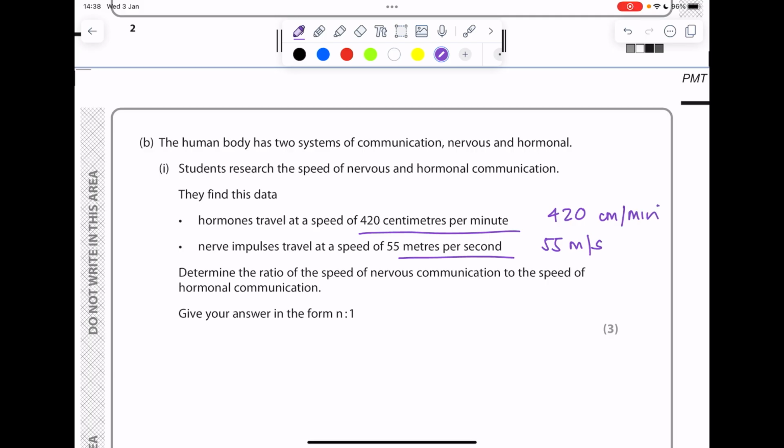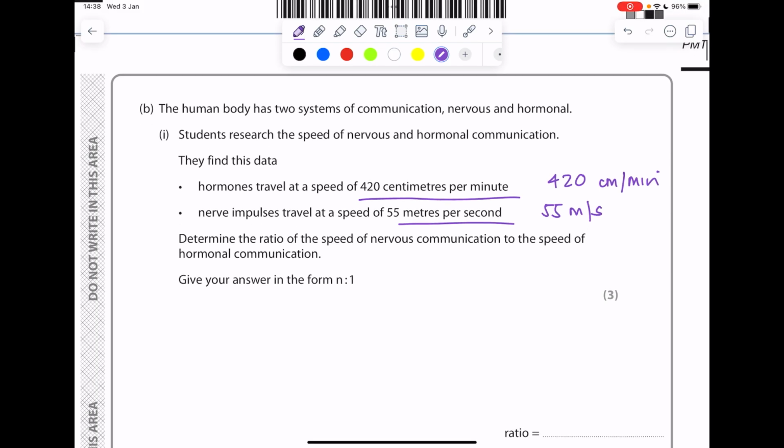Determine the ratio of the speed of nervous communication to the speed of hormonal communication. Give your answer in the form n/1. Okay, let's get these units sorted. I'm going to get 420 centimeters per minute into seconds. So that becomes 4.2 meters per minute. And then I need to divide 4.2 by 60 to get it per second.